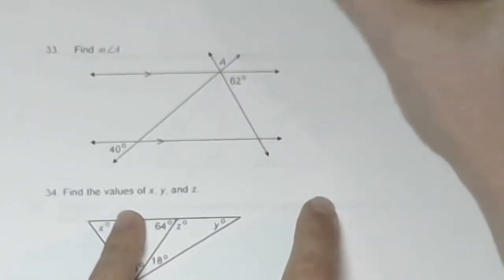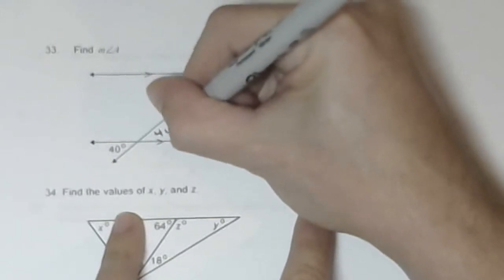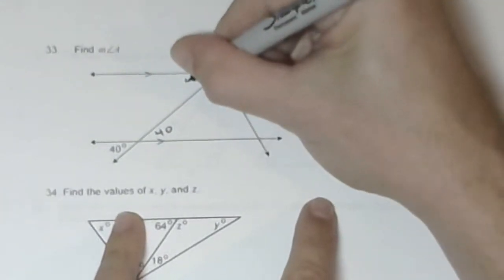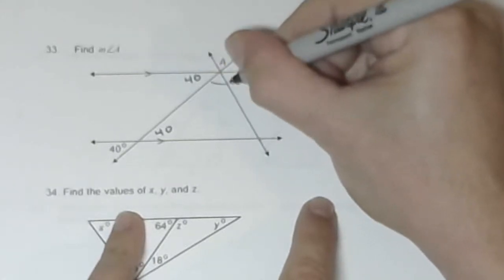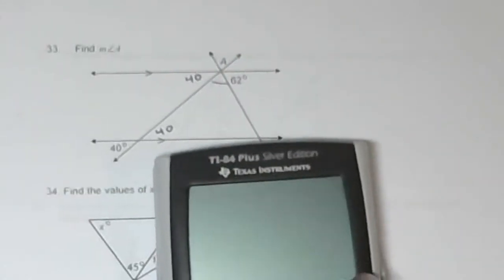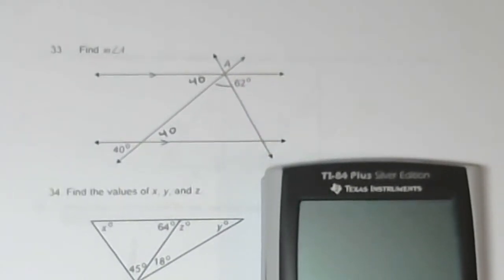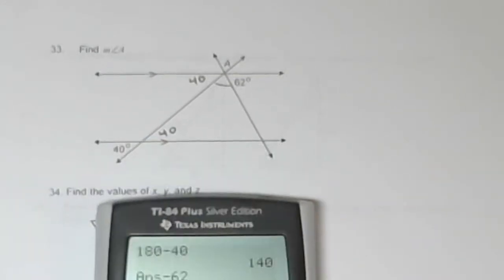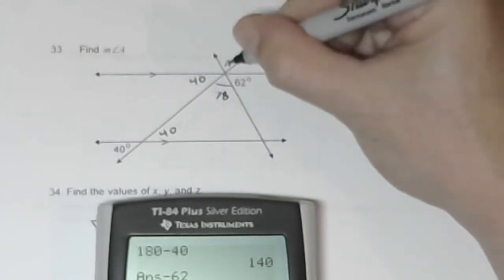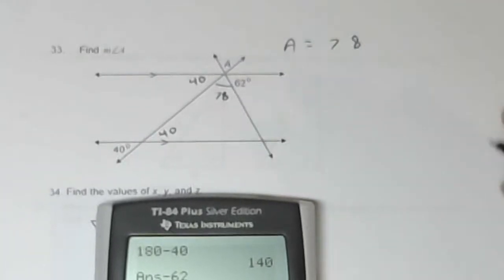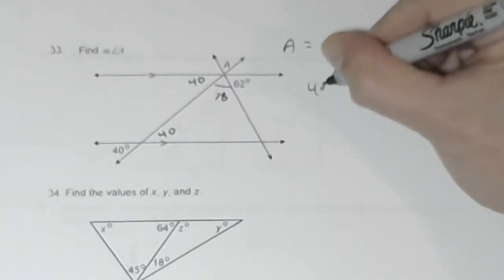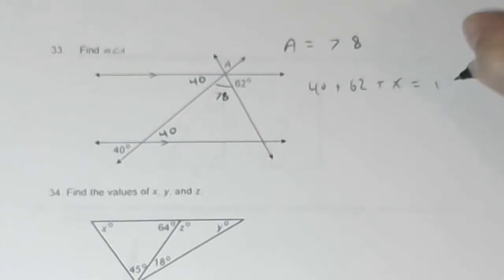If I want to find angle A, if these are parallel, and this is 40, my vertical angles are equal, and this is 40. Now these three angles, this 40, this 62, and this one, sum to 180. Take 180 minus 40 minus 62 equals 78. So, because these are vertical angles, A also equals 78. Because 40 plus 62 plus x equals 180.